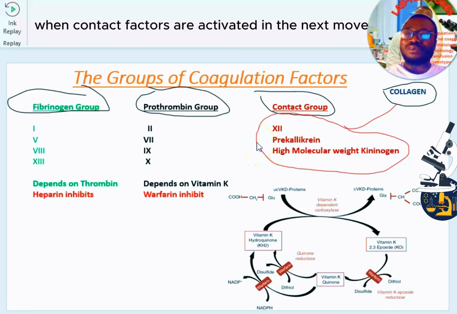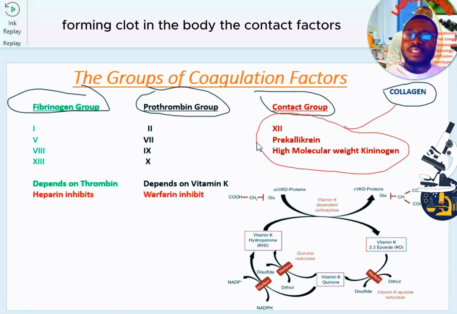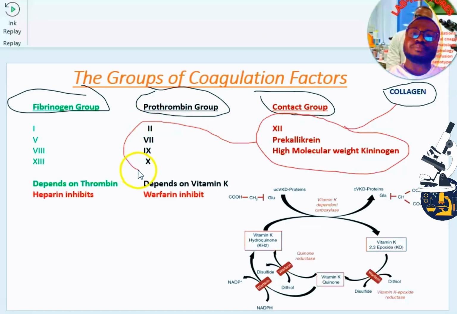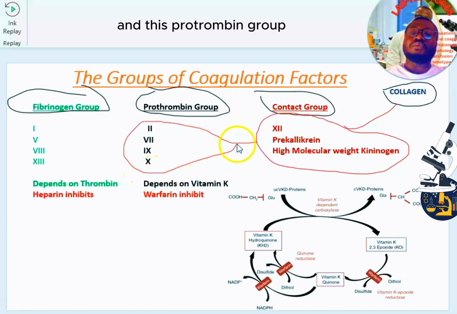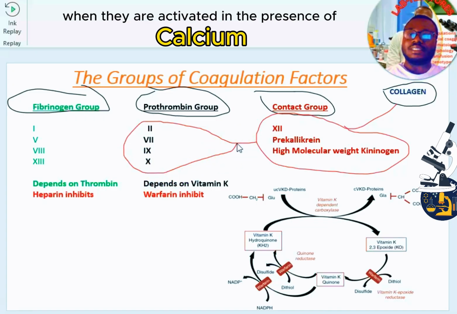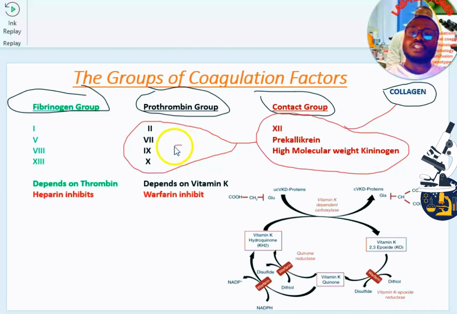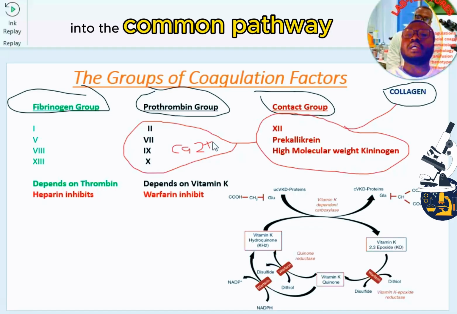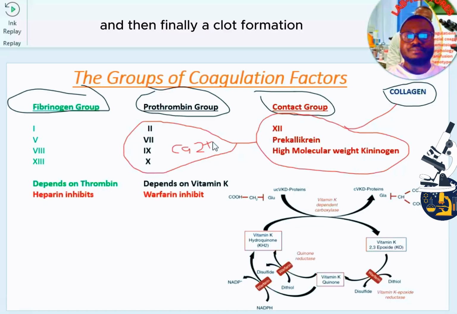These are all the contact factors. Now we move forward. When contact factors are activated, in the next move, forming a clot in the body, the contact factors go ahead to activate the prothrombin group here. And when the prothrombin group is activated in the presence of calcium, Ca2+, they undergo the cascade into the common pathway, and then finally clot formation.